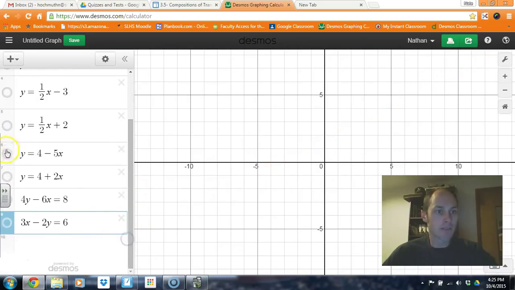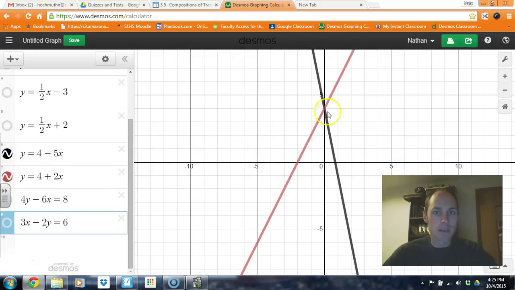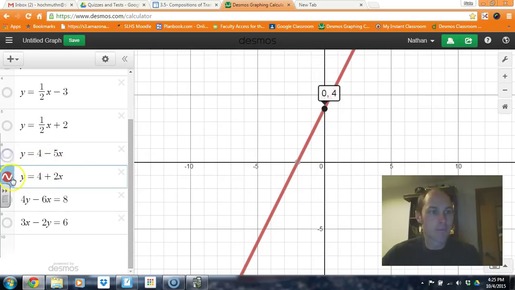Y = 4 - 5x and y = 4 + 2x. What do you notice is the same about those? They both have 4. That stands for their y-intercept. Okay, they both cross at 0, 4. But this one has a slope of negative 5 over 1. This one has a slope of 2 over 1. So they meet at a point because their slopes are different.